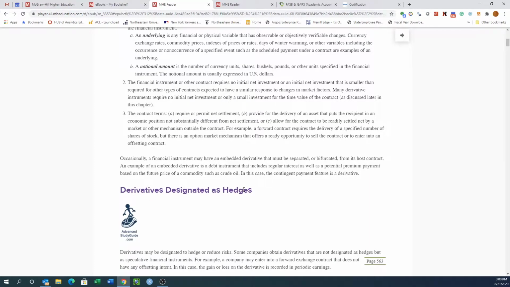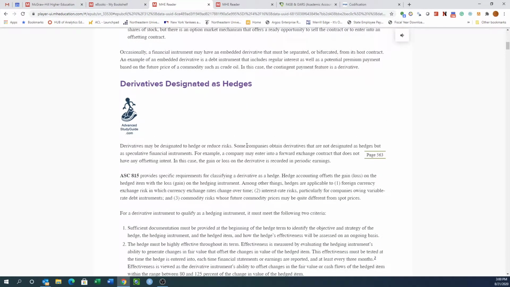Listen, there are plenty of derivatives designated as hedges. The issue is, do they qualify for hedge accounting? And that's a special treatment. So you can always have everything designated as a hedge, but whether it will get hedge accounting is a different issue.